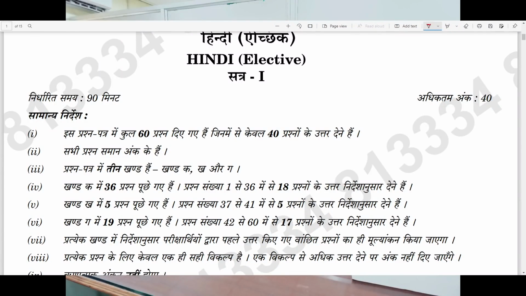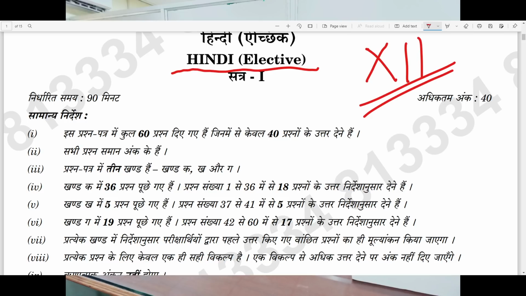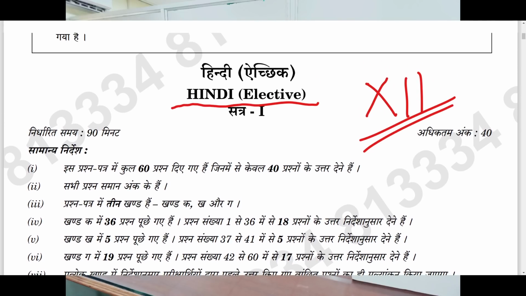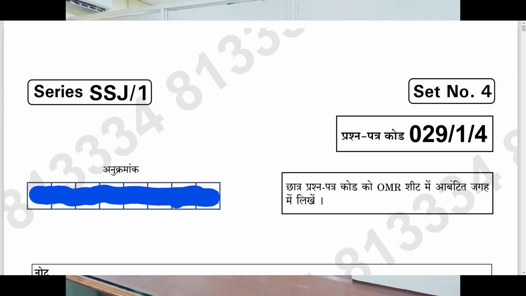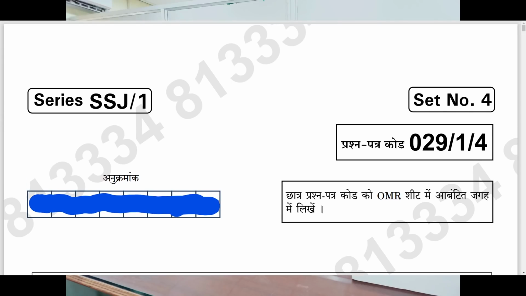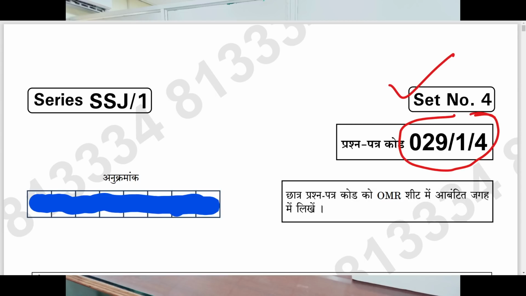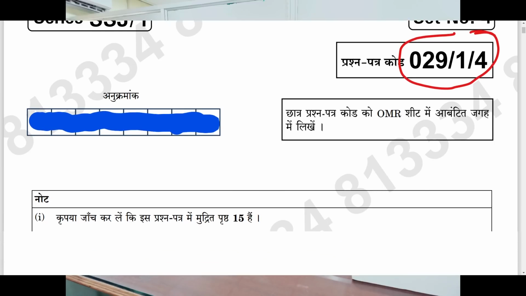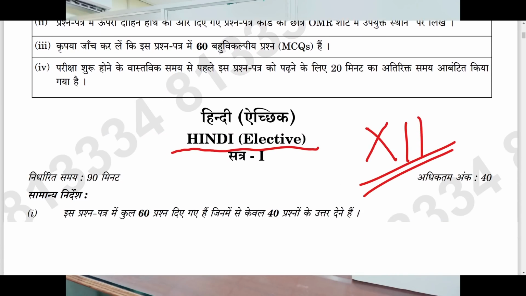Hello students, this is the answer key of Hindi elective subject class 12. If you have this question paper, kindly open it and I will be telling you the answers. Quickly you can check your score. The question paper code number is this and it is set 4. Those who have this question paper code and set 4, you can check your score quickly.